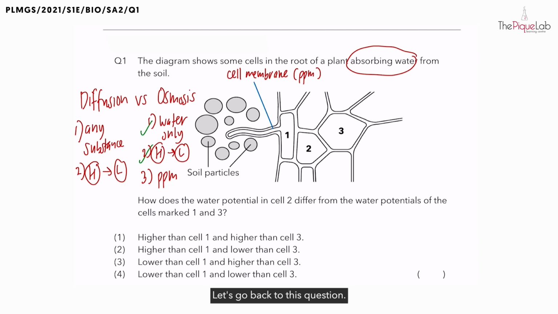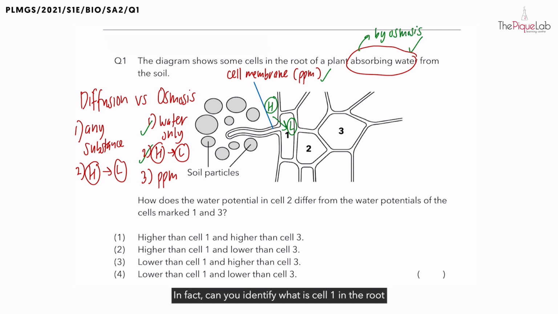Let's go back to this question. We know that the job of the roots is to absorb water and mineral salts. So by what process will water move into the root? Let's check. Do we meet all three criteria for osmosis? We have water. We have high water potential in the soil outside to lower water potential inside the cell. Do we have a PPM? Yes, we do. So water is absorbed by the roots using osmosis.